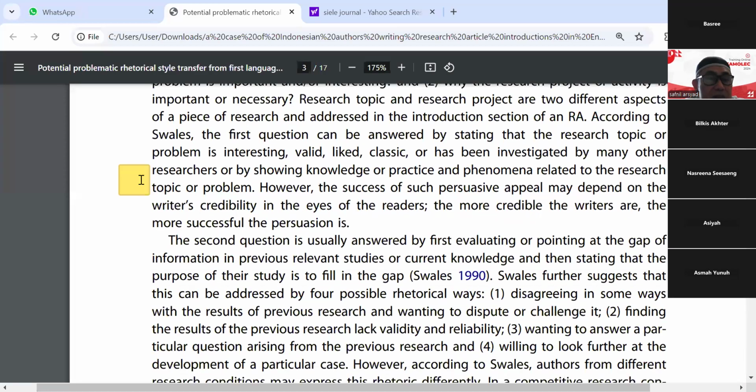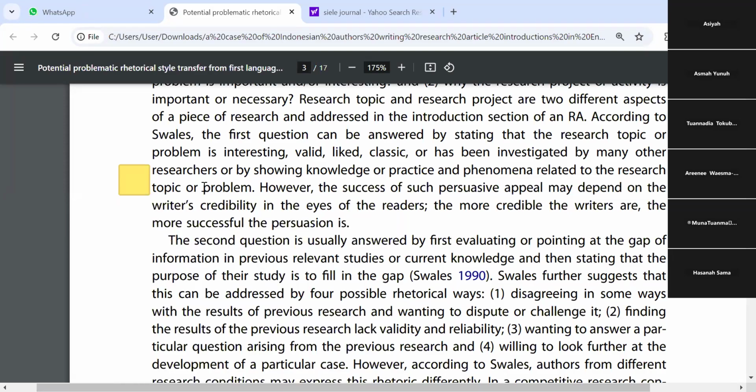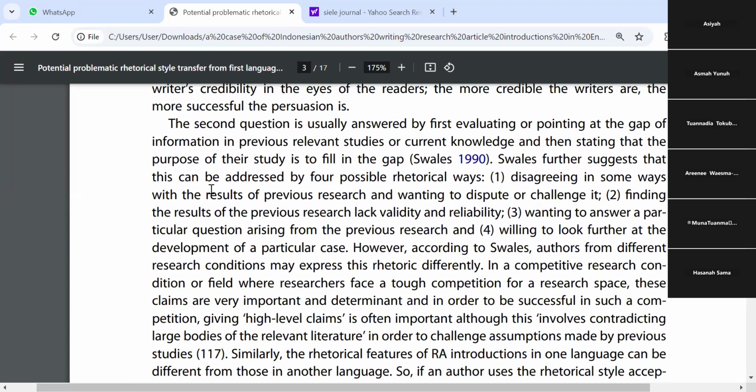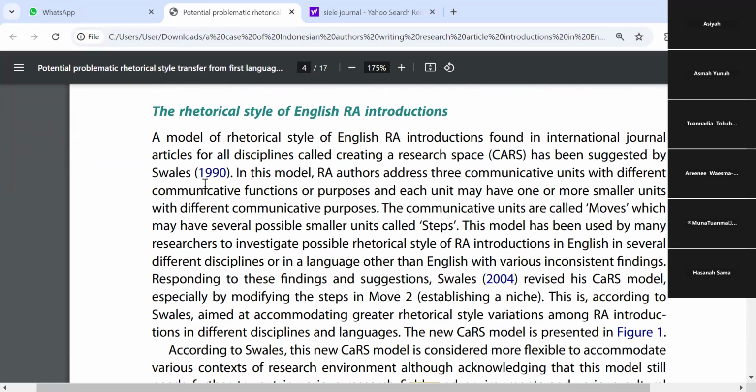Now, what about the literature review? It also addresses the research gap. However, the success of such persuasion may depend on the writers' credibility in the eyes of the readers. The more credible the writers are, the more successful the persuasion is. The second question is usually answered. Okay.